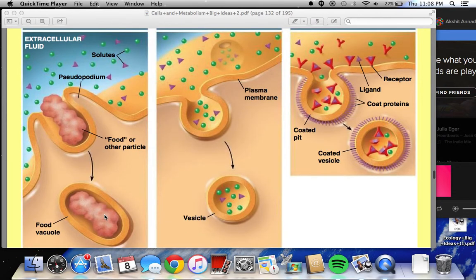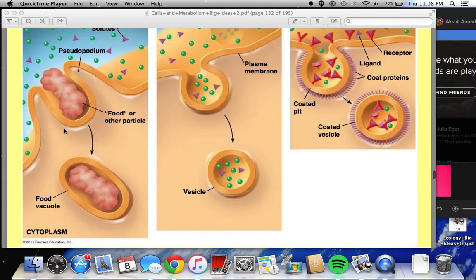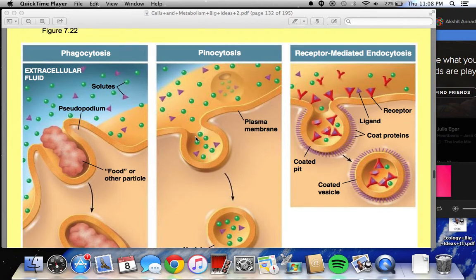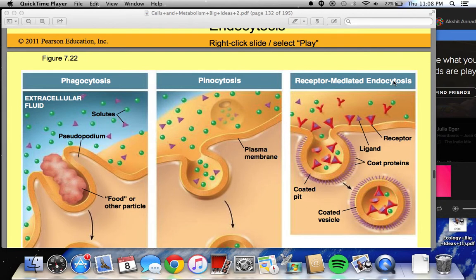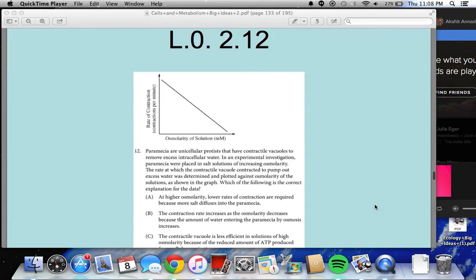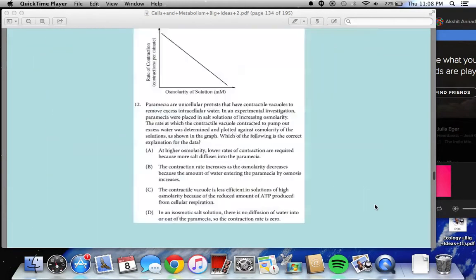As you can see, phagocytosis, food is coming in, the plasma membrane's going around, and here's the vesicle once it's finished. And the same thing with pinocytosis, except it's fluids. And receptor-mediated endocytosis, here are the receptors and the triangles are the ligands. So when the triangles go into the Ys, it connects the piece, and that makes the plasma membrane want to separate. And that's pretty much it for transport.